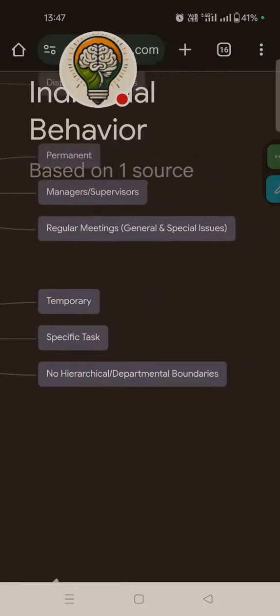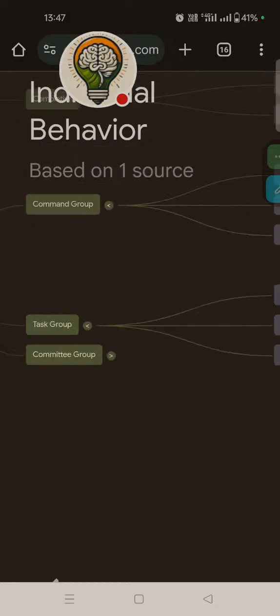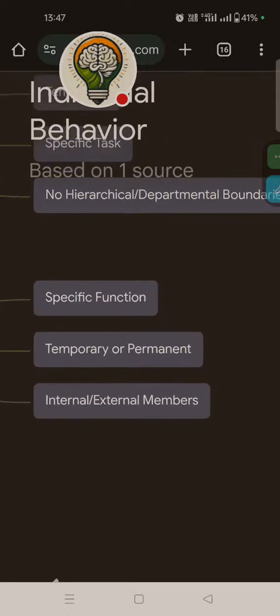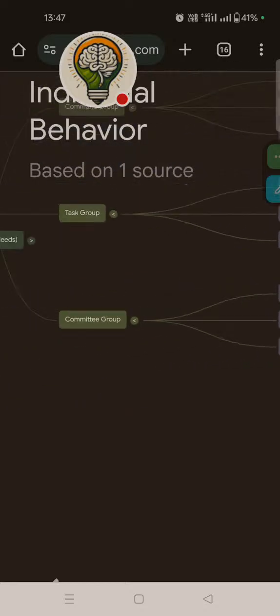They are temporary, like a special task force, with no hierarchical or department boundaries. And then comes the committee group. It has a specific function, can be temporary or permanent, and has internal and external members.